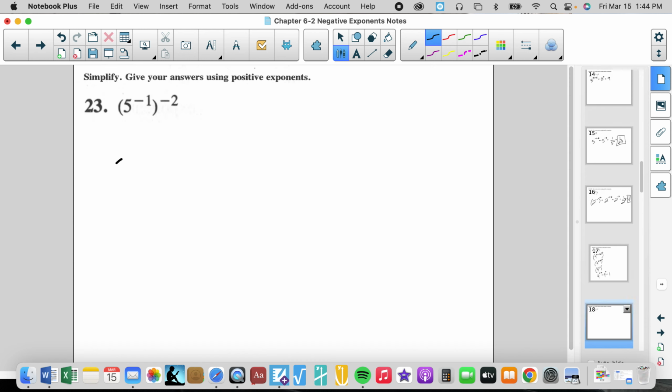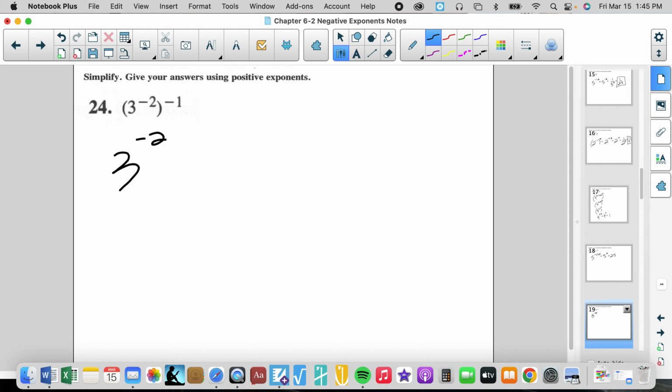We have a power of a power, negative 1 times negative 2, which is 5 to the second, which equals 25. We have a power of a power, so we're going to multiply those exponents. Negative 2 times negative 1 is 2. 3 to the second is 9.